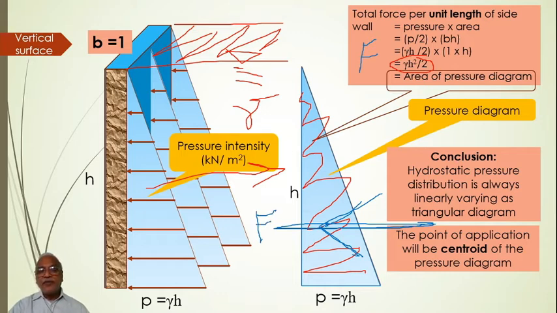Where will it be acting? It will be acting at the centroid of the loading diagram or centroid of the pressure diagram. Now where is the centroid? Obviously it will be at a distance of h by 3 from the bottom. You know the centroidal distance for a triangle of height h, it will be h by 3 from the bottom. So that is the position where the resultant force will be acting.